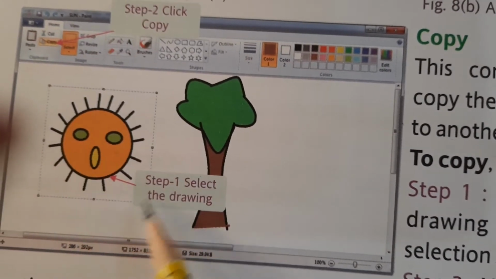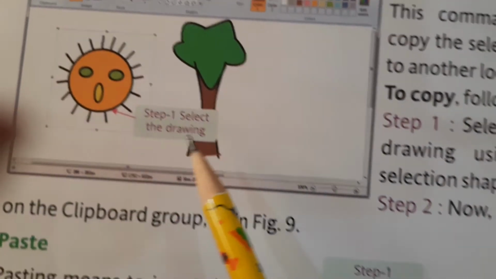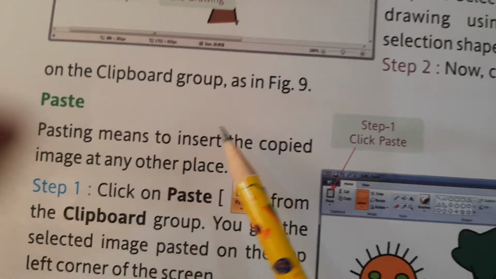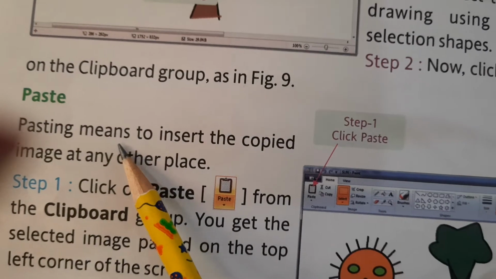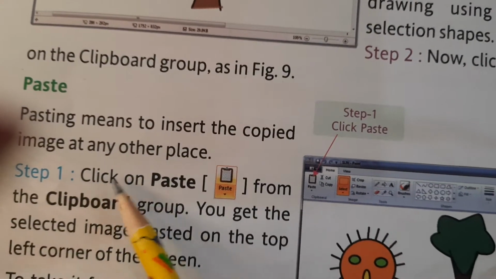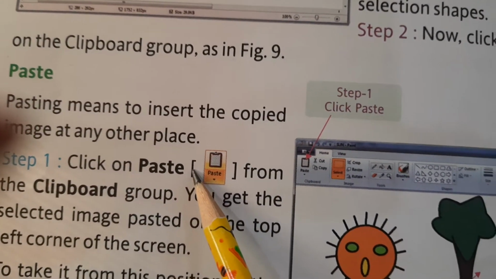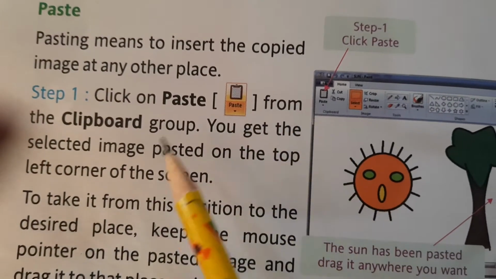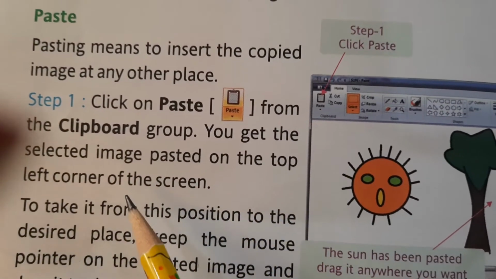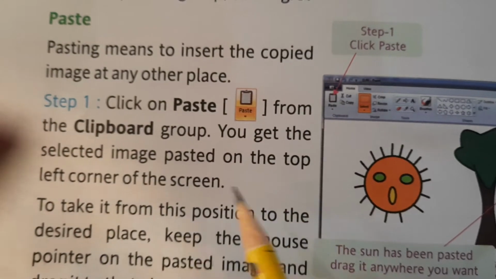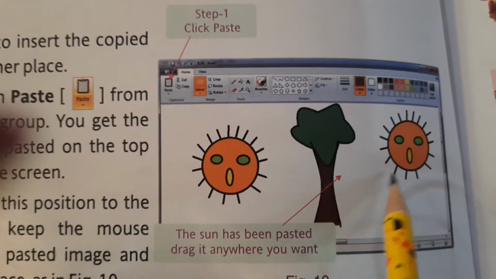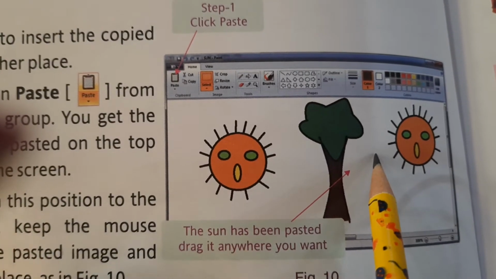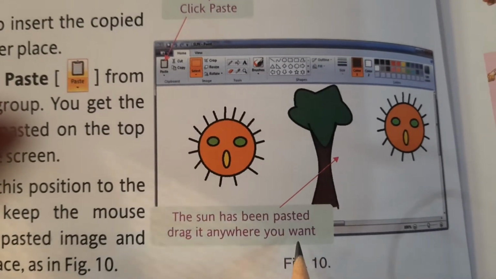Like if we want to copy this portion, fine. And then we will, here we have clicked on copy and then pasting. Pasting means to insert the copied image at any other place. Click on paste from the clipboard group. You get the selected image pasted on top left corner of the screen. See, here you can see. Okay, the sun has been pasted.